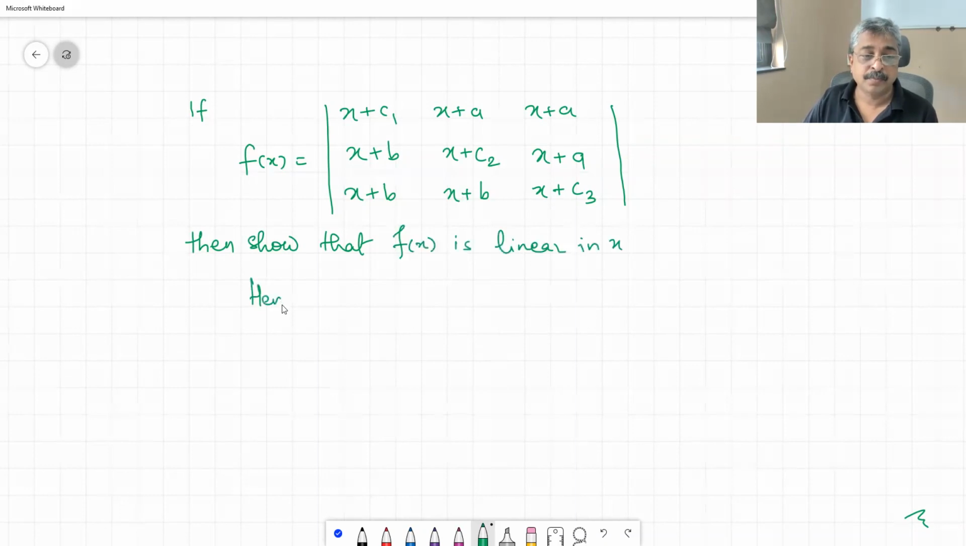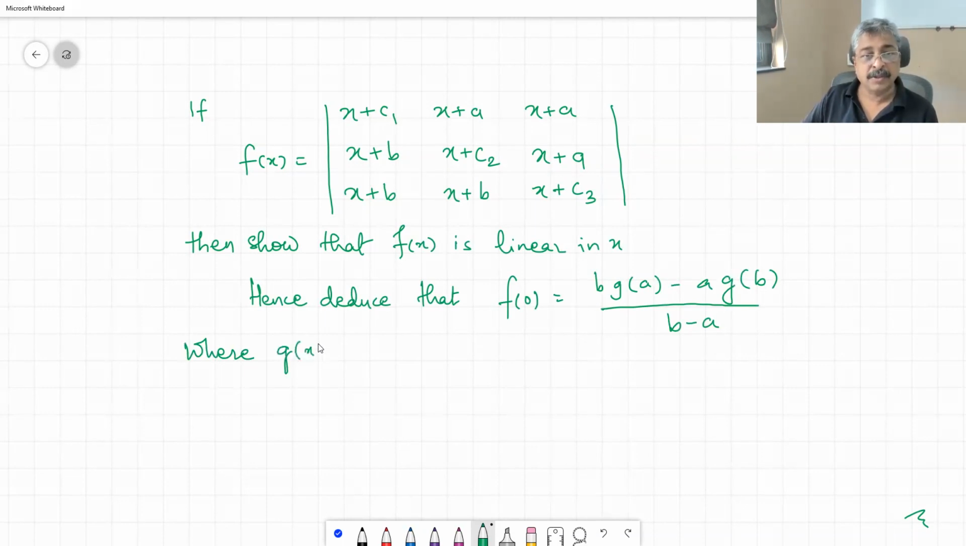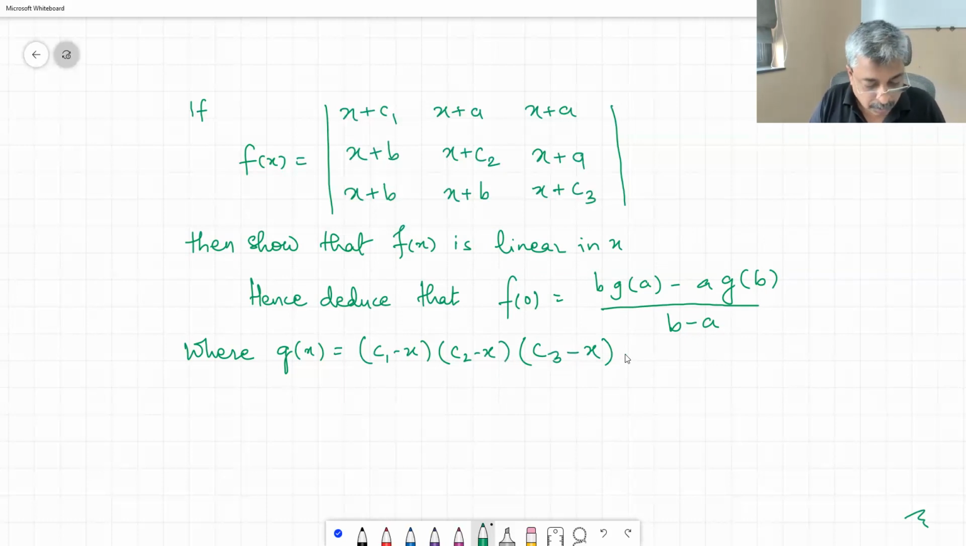Hence deduce that f of 0 is equal to b times g of a minus a times g of b upon b minus a, where g of x is equal to c1 minus x into c2 minus x into c3 minus x. That is your question. First question for you, I think it is question number 8, determinant number 8.